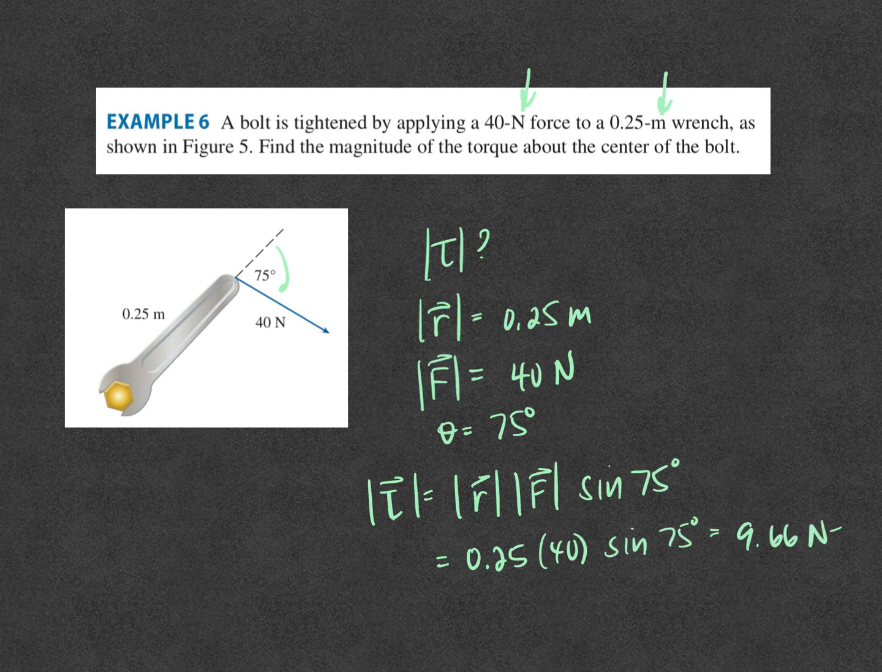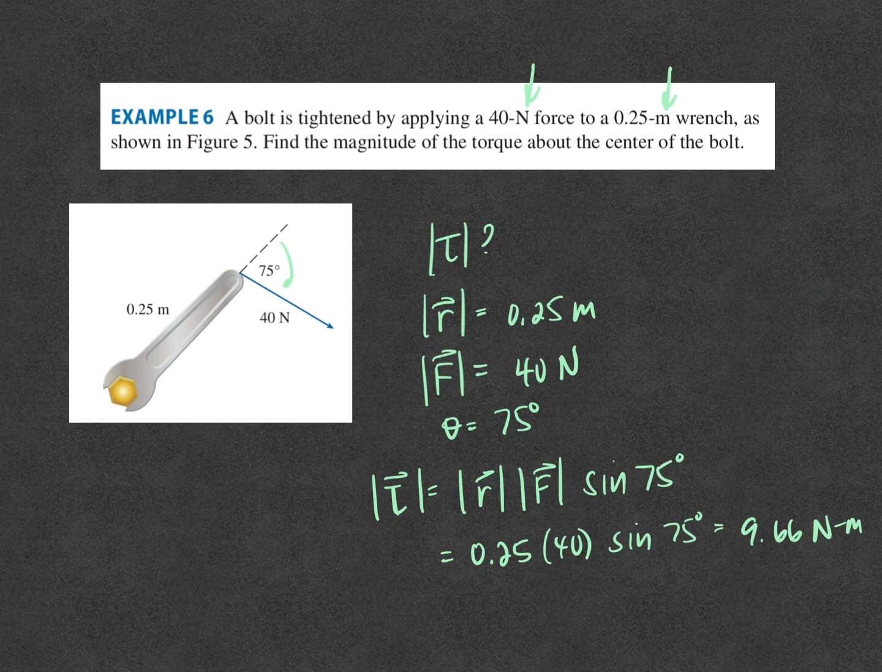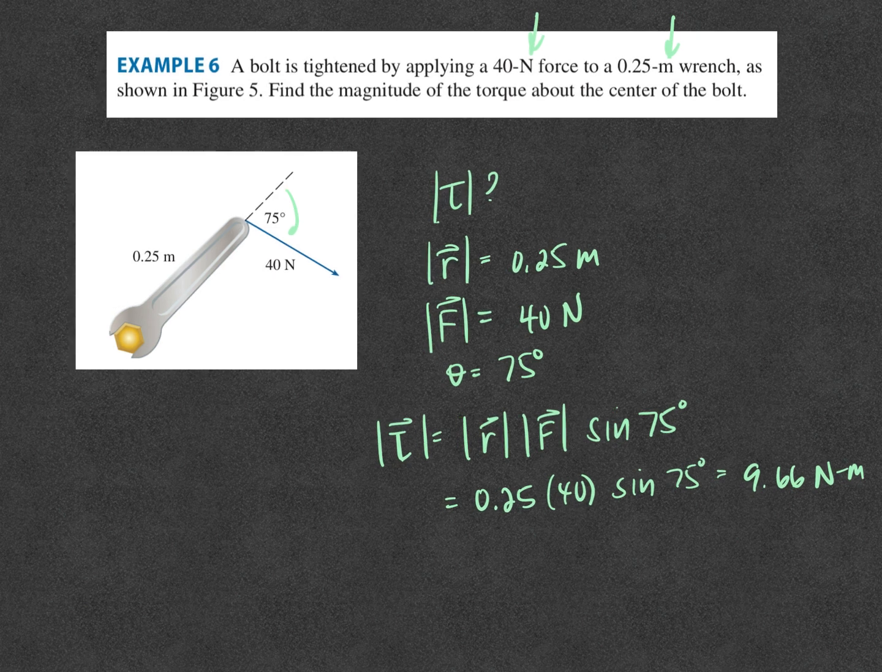Now there's a note down here that says if the bolt is right threaded, then the torque itself is tau equals 9.66 N, where N is a unit vector directed down into the page according to the right-hand rule. So if it's turning to the right, then it'll be directed down into the page where N is a unit vector.